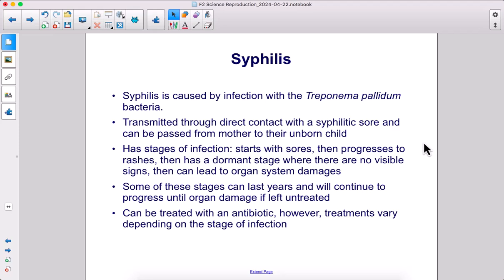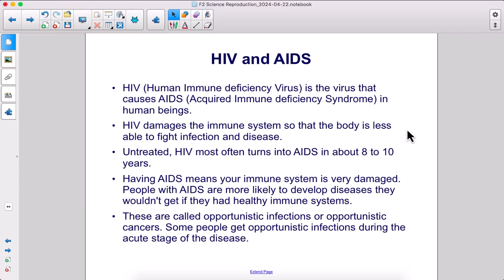It starts with sores, then progresses to rashes, then has a dormant stage where there are no visible signs, then can lead to organ system damages. Some of these stages can last years and will continue to progress until organ damage, if left untreated. It can be treated with an antibiotic. However, treatments vary depending on the stage of infection.